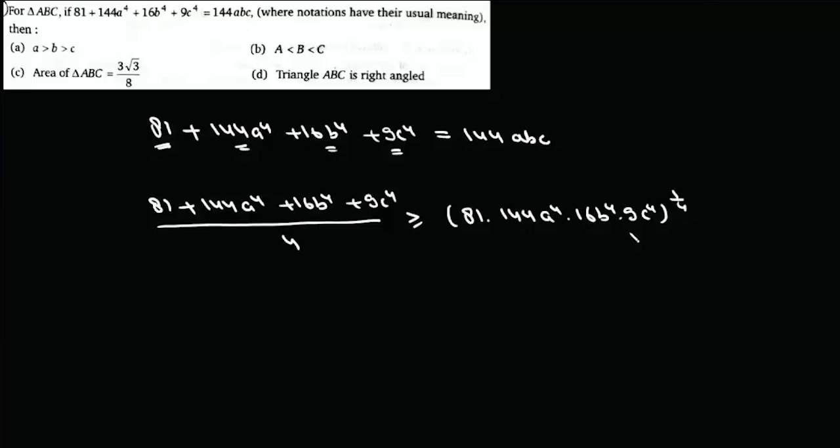Now we simplify this. 144 is 12 into 12. So there will be 9 into 16. Now this is equal to 4 to the power 4, 9 to the power 4, a to the power 4, b to the power 4, c to the power 4, whole to the power 1 by 4.